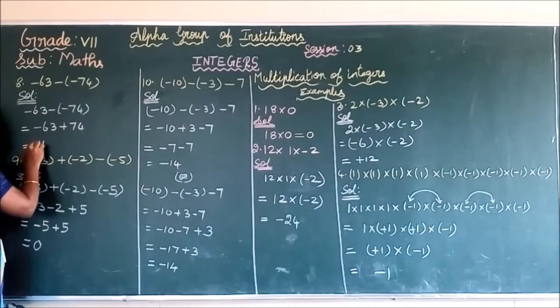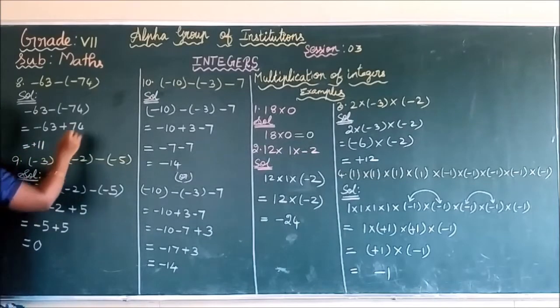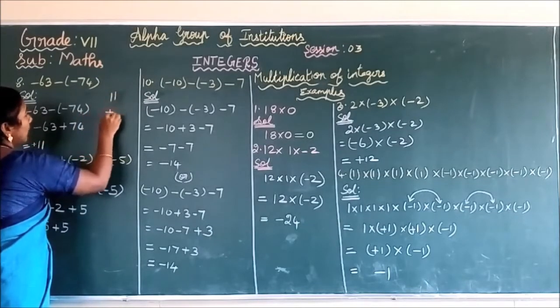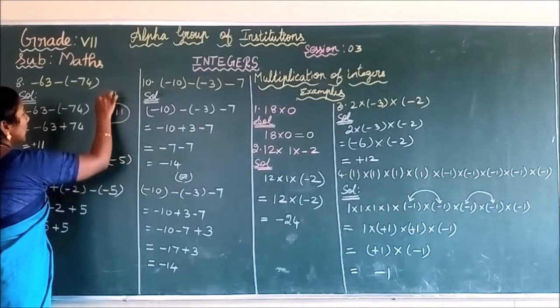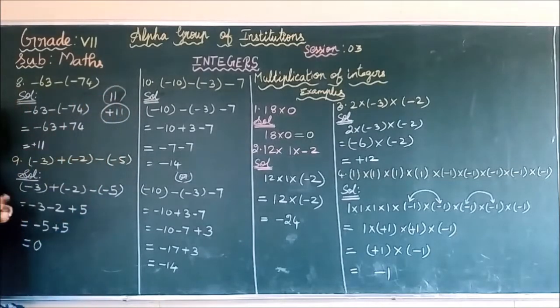You may write the 11 as it is, or you can use the plus 11. Both are the same, children. So you may write 11 simply, or you can use the symbol plus to write the 11. Okay, it's clear, children? See the next one.